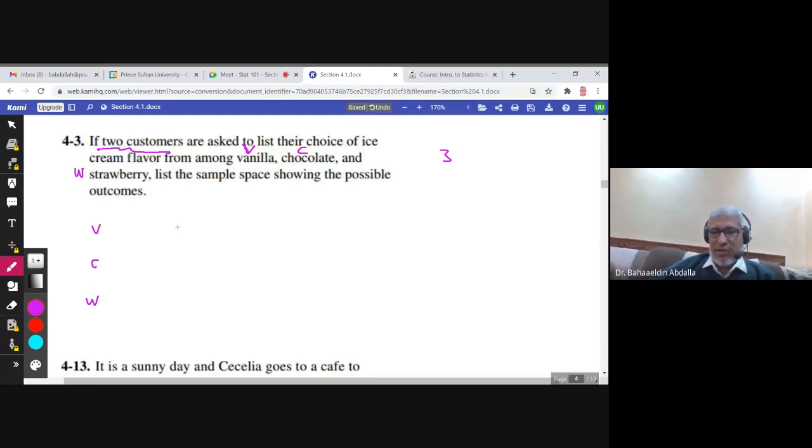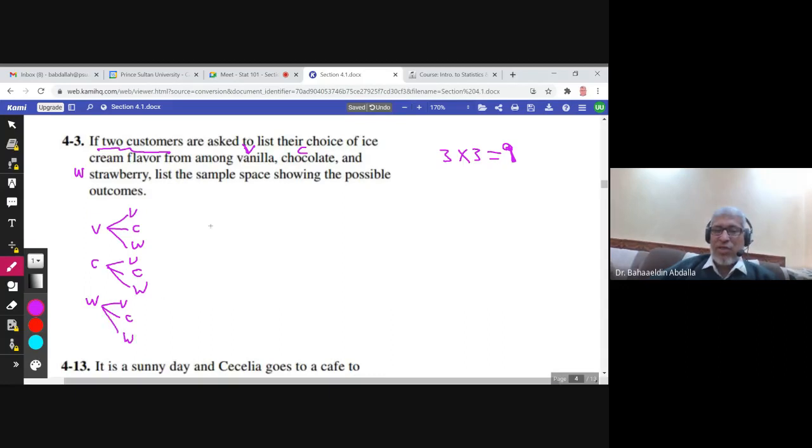Okay, so there are 3 outcomes if one customer is asked. Now, for the second customer, there are another 3 choices. So for 2 customers, we will have 9 outcomes. If the first customer chooses vanilla, the second can choose vanilla, chocolate, or strawberry, and so on. For each choice of the first customer, the second can still have 3 choices.